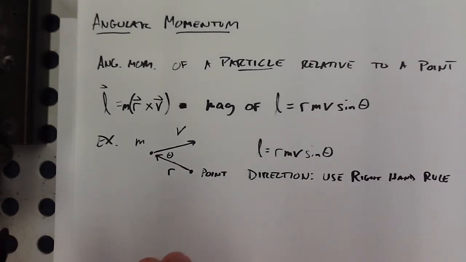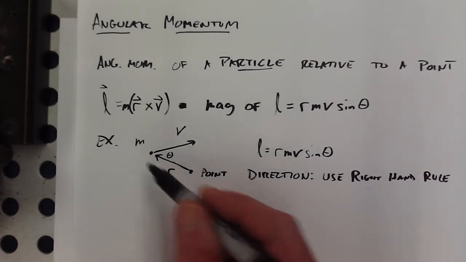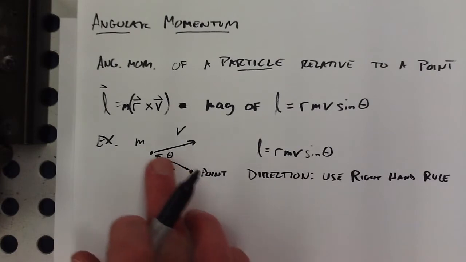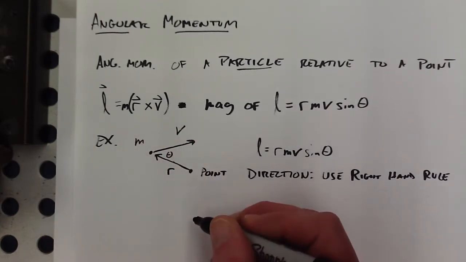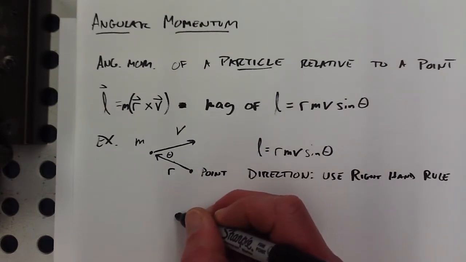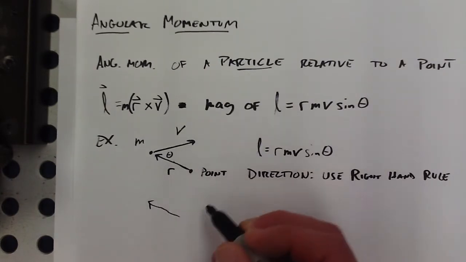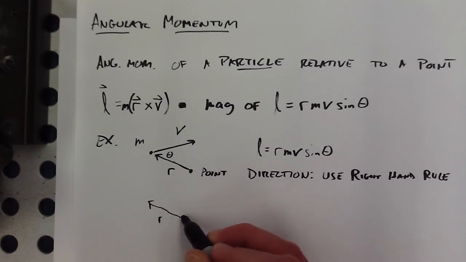And we sweep. Now here it's useful to think of r and v as the hands of a clock. You do have to get the direction right.